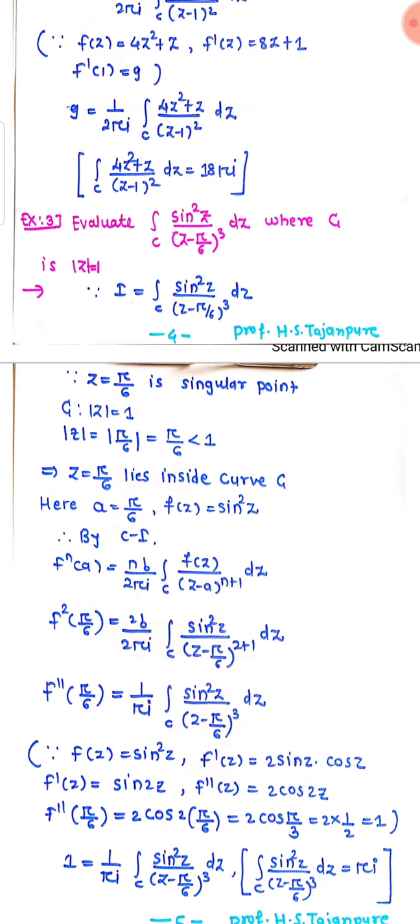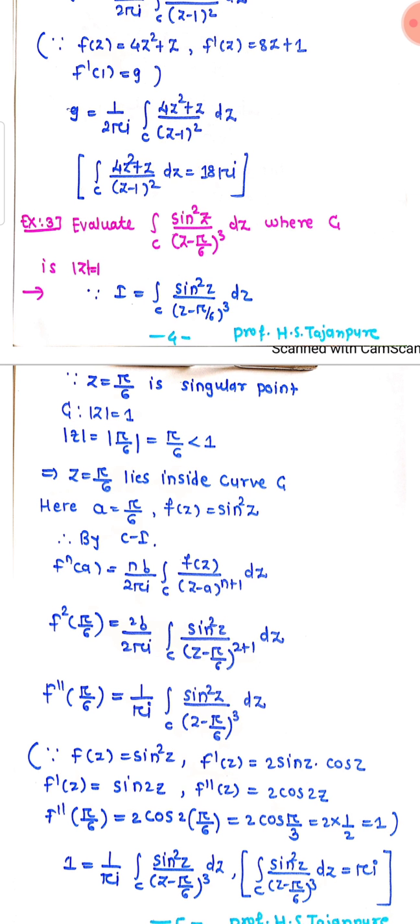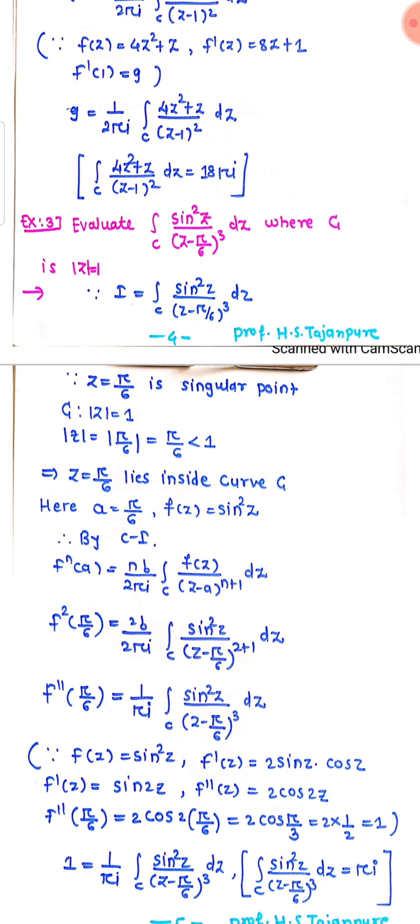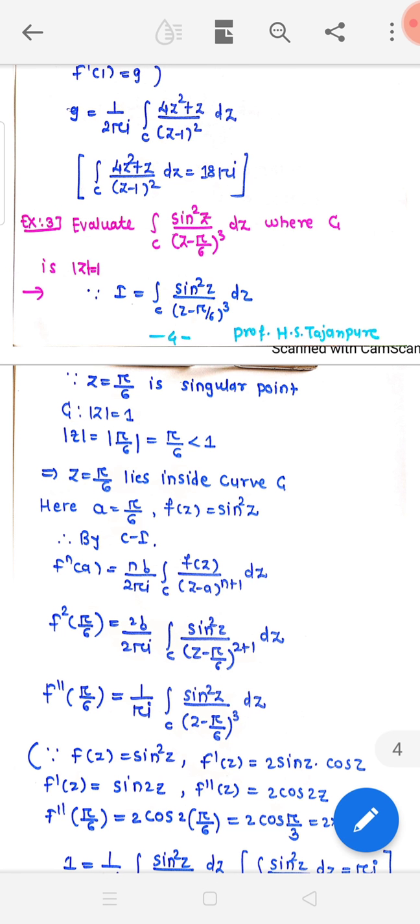You will get 1 equal to 1 upon pi i, integration of sine square z upon (z minus pi by 6) bracket cube dz. And now just shift this pi i to the other side. You will get the value of the required answer, the value of the given integral. So it is the answer of example number 3.